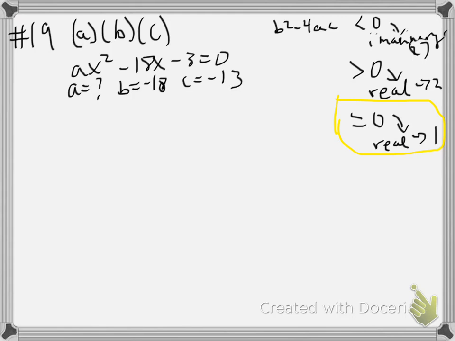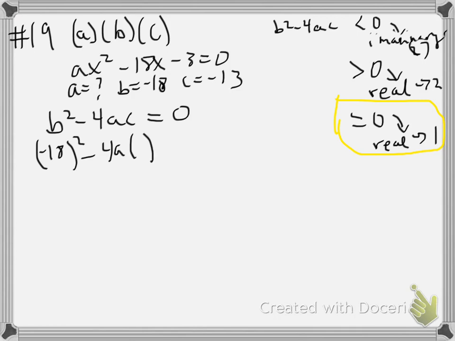So I'm going to write b squared minus 4ac equals 0. And it turns out that means negative 18 squared minus 4, I don't know a, and then c they told me was, oh, I totally botched this. I think it's negative 3. Yes, it's negative 3. I don't know why I wrote negative 13. That should be right there. Negative 13 is gone. Okay, so I got that there, and that should equal 0.